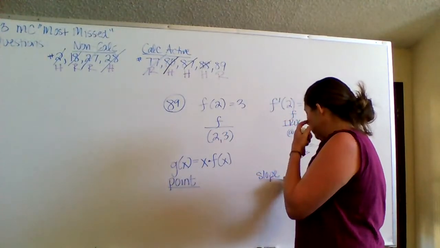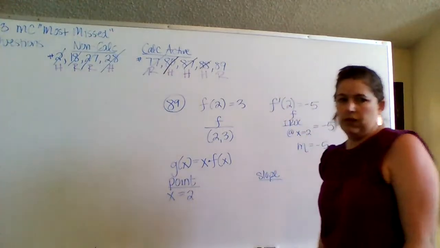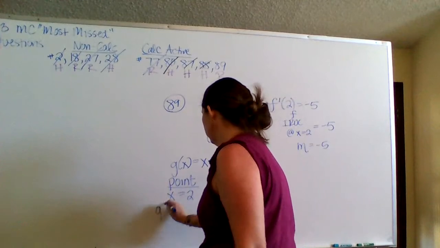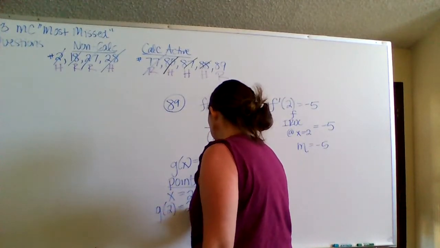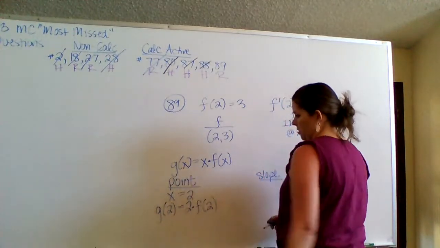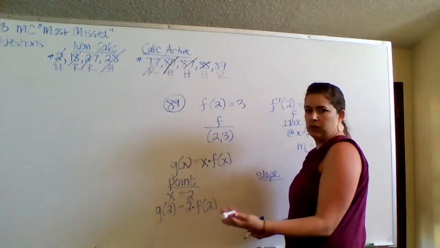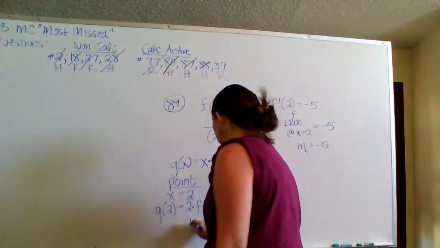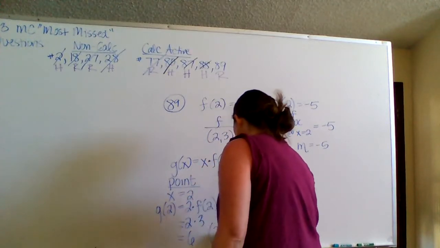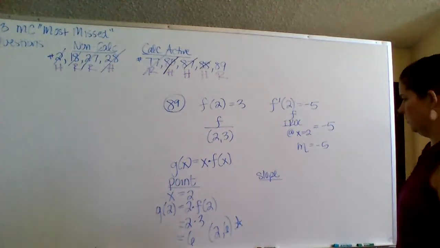If they only told us the x value was 2, we don't have the whole point yet. So don't we take our original rule for g and plug in a 2 as our input so we can figure out our output? That means plug in a 2 for every x we see on both sides. So g of 2 would equal 2 times f of 2. Maybe that's why they told us what f of 2 was. f of 2 is equal to 3, and 2 times 3 gives us 6. So our point for the tangent line is (2, 6).